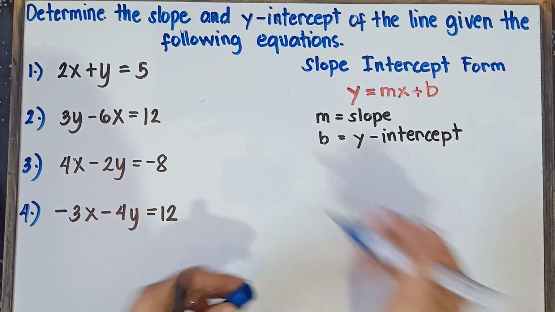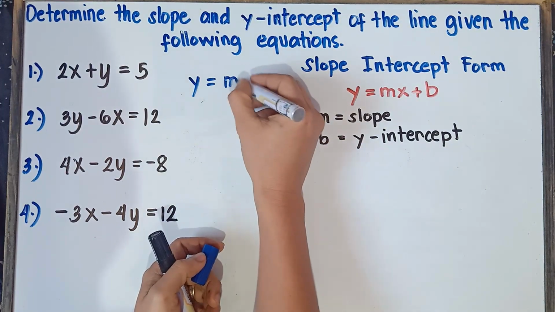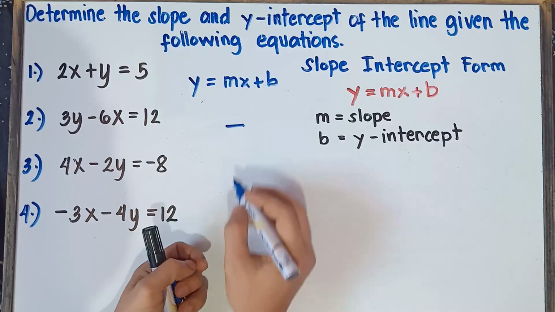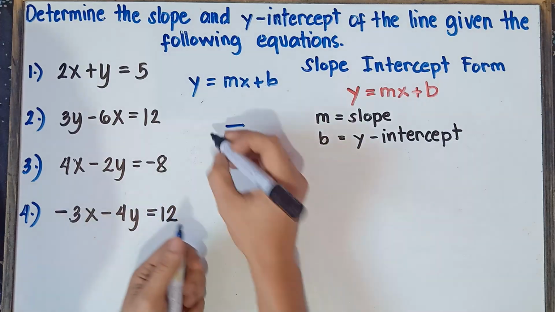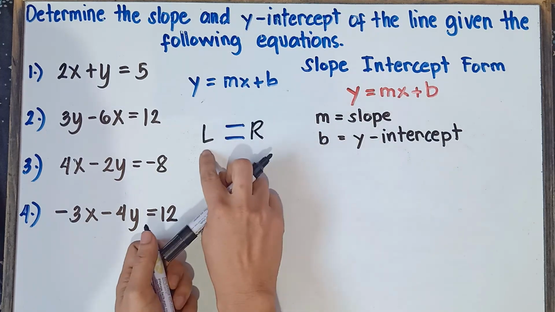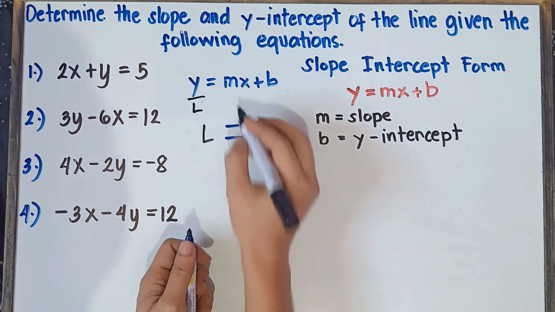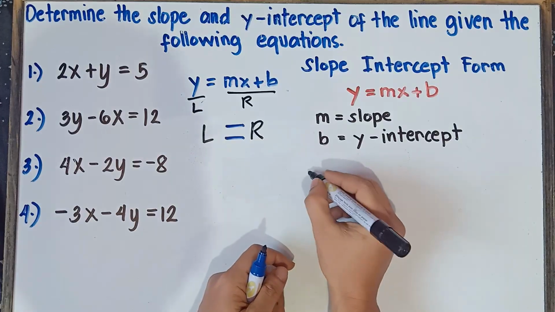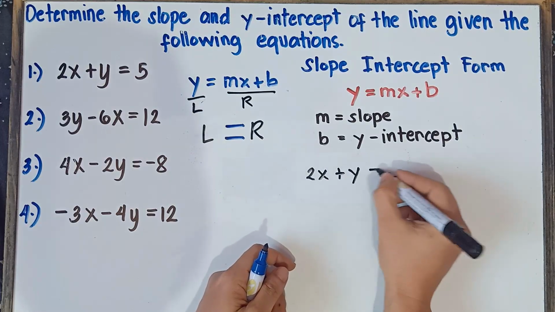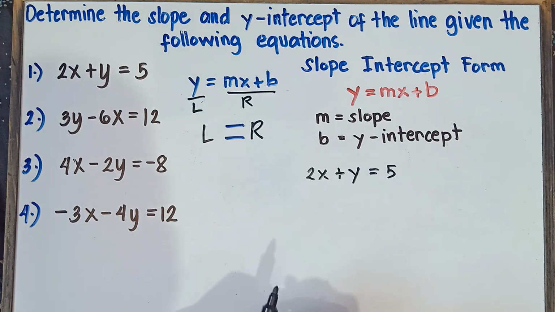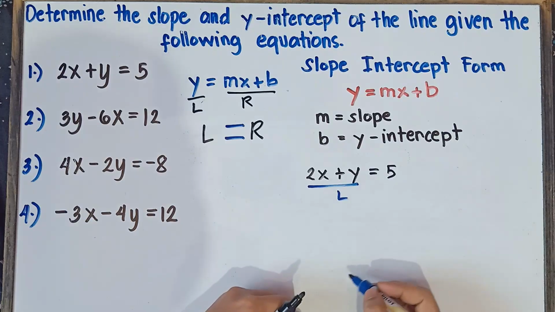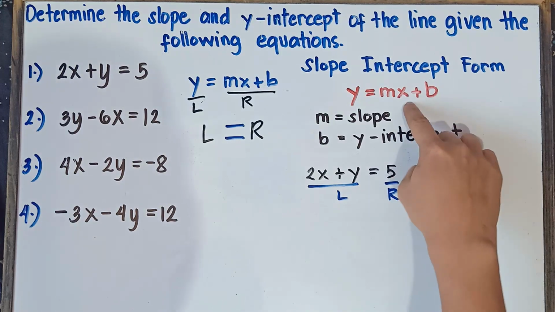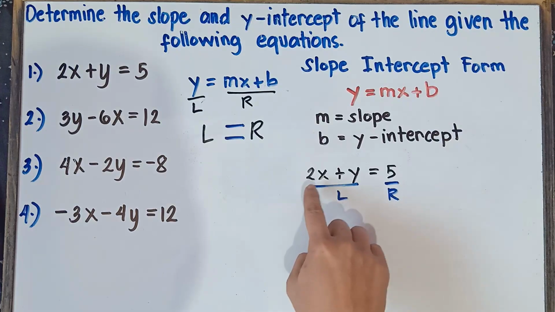Alright, so let me just copy that one, class. y equals mx plus b. Once again, our equal sign is our guide. This is left, and this is right. On the left side, there would be only y, and on the right side, there would be mx plus b. So in example number 1, we are given 2x plus y equals 5. The left expression is 2x plus y, and on the right there will be positive 5. So that we can follow this format, we need to transpose 2x from left to right.